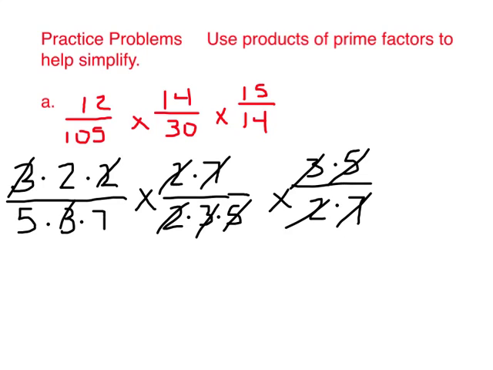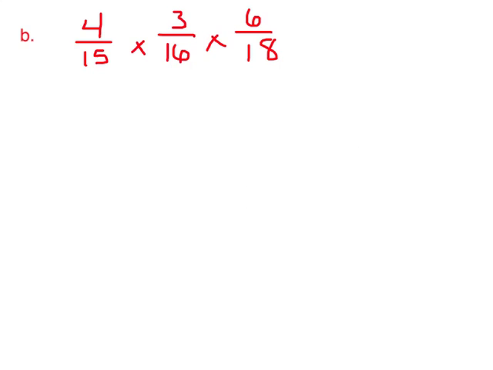On top, the only thing I have left is a 2, and on the bottom, the only thing I have left is a 5 and a 7, so I multiply those and I get 35. So 2 over 35. Okay, go to the next one.